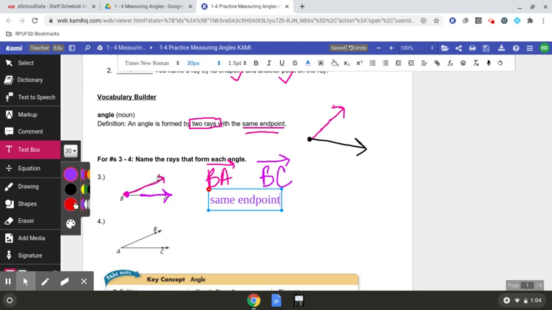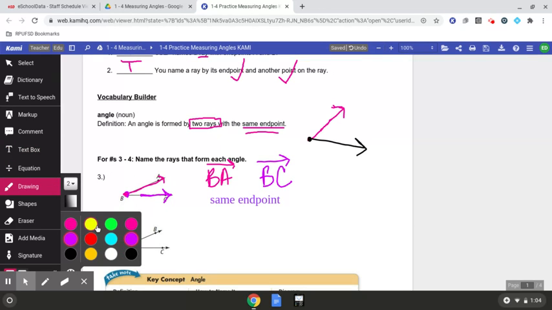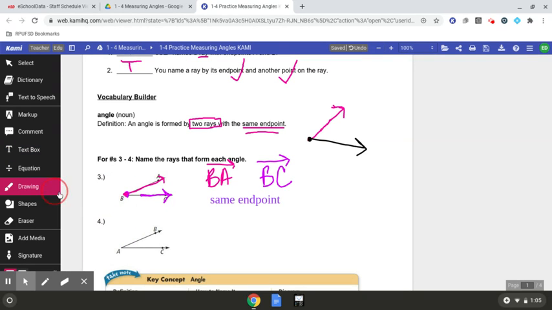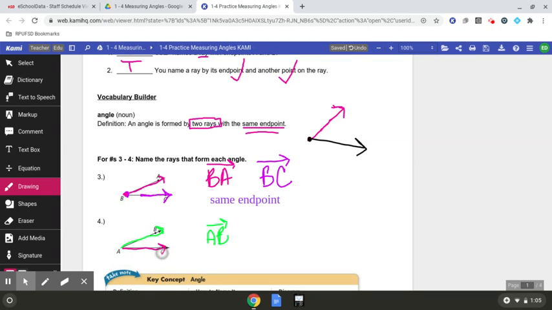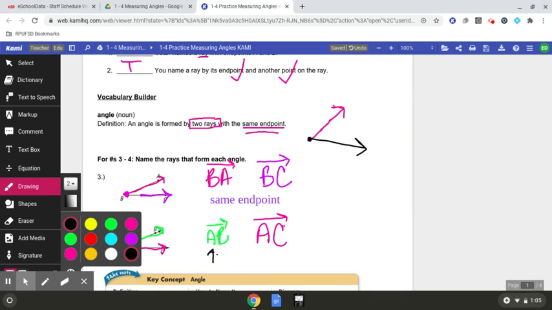Okay, so when we look at the second one, same concept here. The first one that we're looking at is ray AB. Now A is my endpoint. So AB with the ray symbol above it. And then we have AC with the ray symbol above it. And again, the big thing here is that they share the same endpoint. They both have A, so they're the same endpoint.